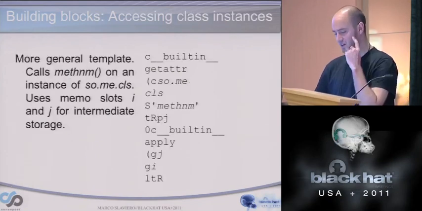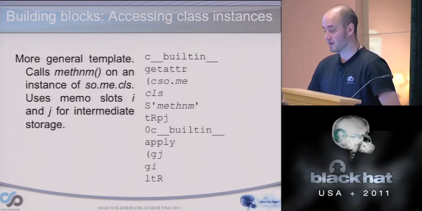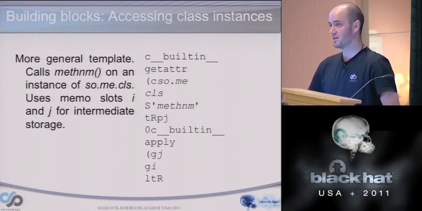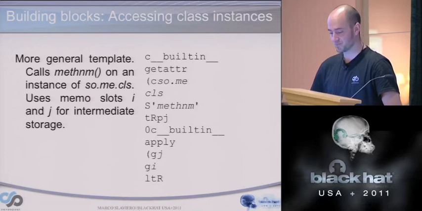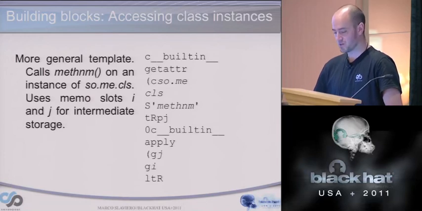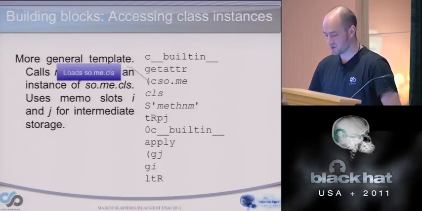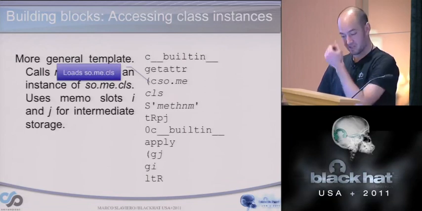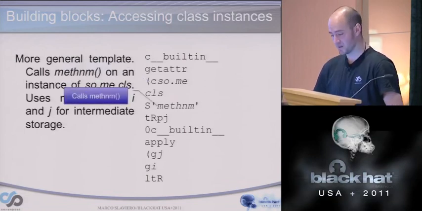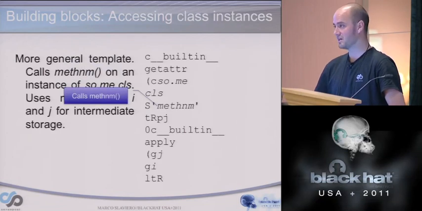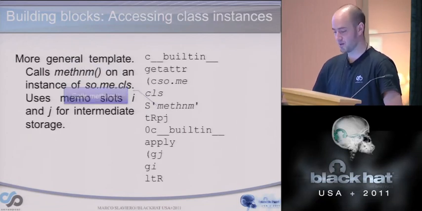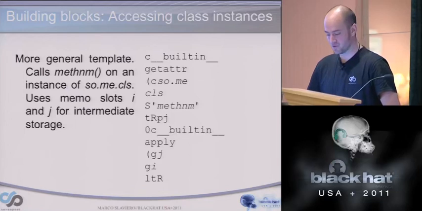So this is a more general template for calling an instance method for some arbitrary class. If that is the class that we want to call, some.class, that's the method name that we want to call. And you basically can take this template and put in the values that you need and get that to call instance methods for you.